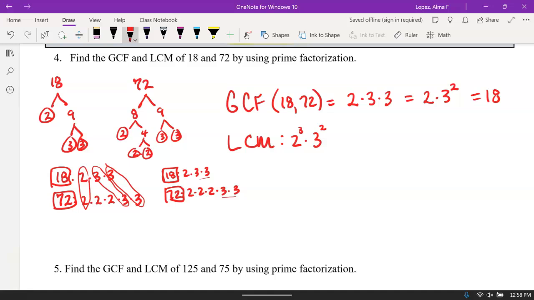Now, when I multiply those back together, that's going to give me 72. And that's the least common multiple for 18 and 72. And again, the greatest common factor was 18. I'll see you in the next video, and we'll use this prime factorization method again.